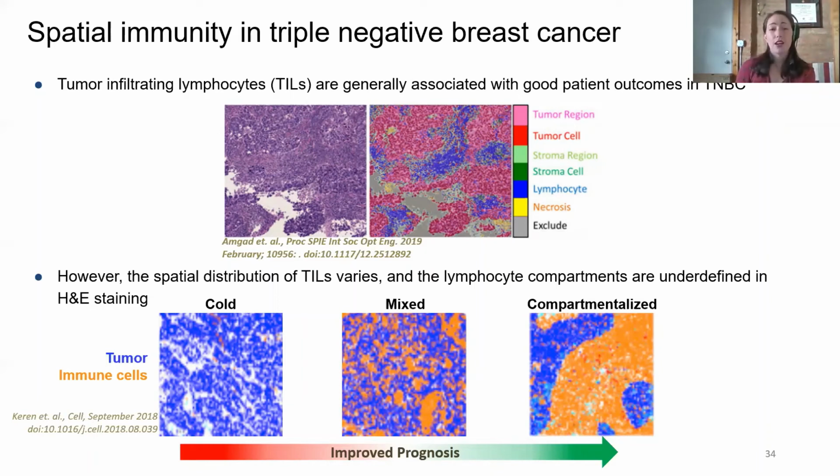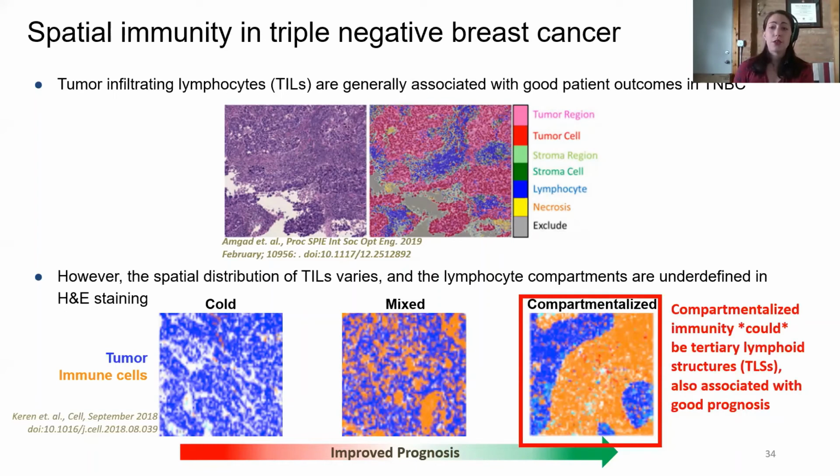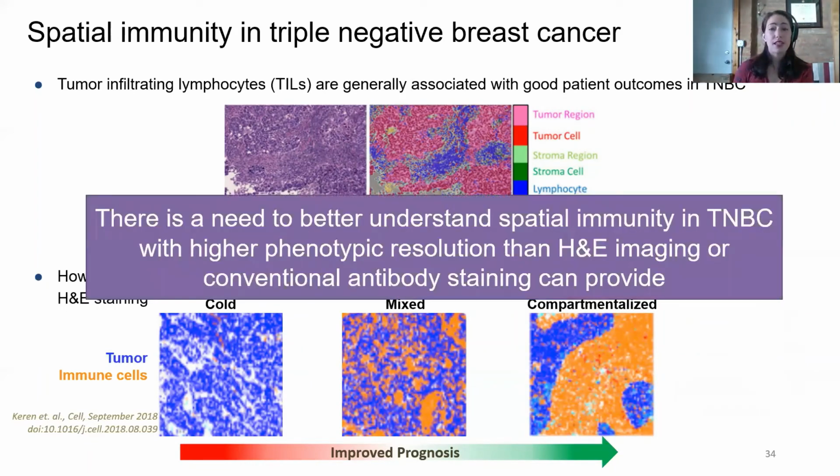If you have a cold tumor, or very few lymphocytes within that tumor, you have the worst prognosis. But a mixed organization of lymphocytes in your tumor, relative to a compartmentalized organization, is a difference in prognosis as well. The thought is that this compartmentalized immunity could be tertiary lymphoid structures, which might also be associated with good prognosis. However, there's a need to better understand the spatial immunity in TNBC with a higher phenotypic resolution than can be provided by H&E staining or conventional confocal microscopy.